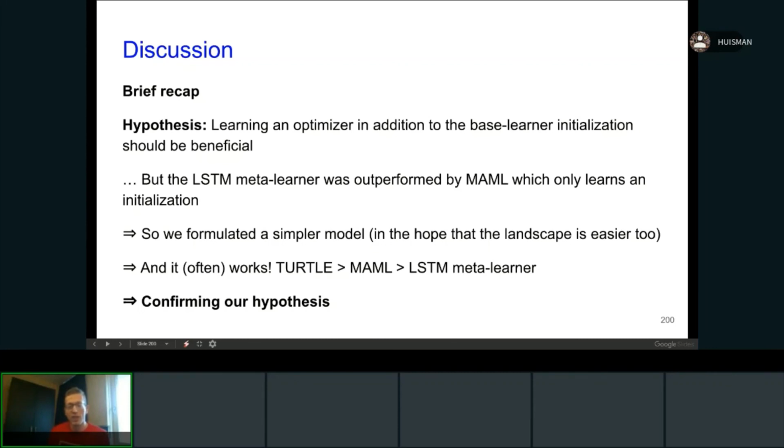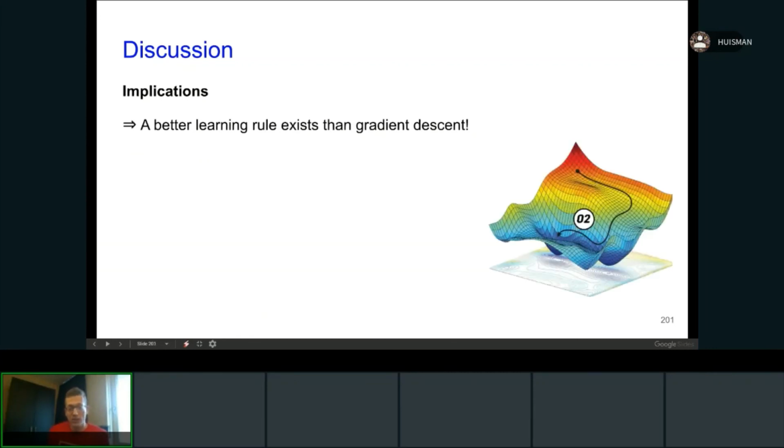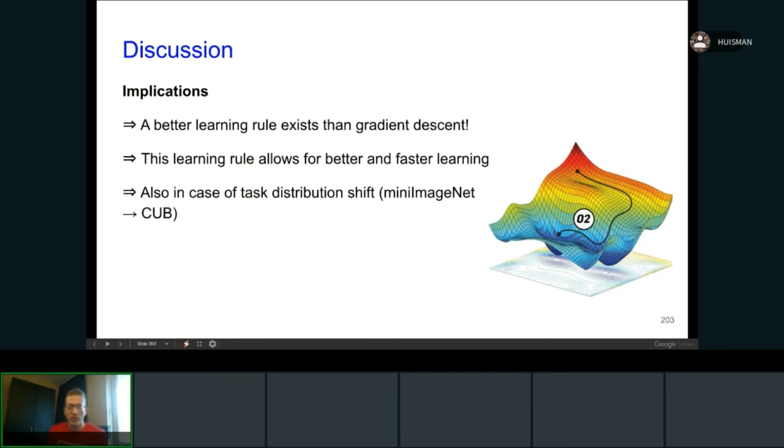Some implications of this are that there is indeed a better learning route than gradient descent, which is in line with other findings by other researchers. And this learning route allows for better and faster learning. As I have briefly talked about before, it also works in case of a task distribution shift. So if you train your base learner and meta network on tasks from one data set and just transfer it to another setting where you have tasks from another data set, we still found that Turtle works. Going from mini ImageNet to CUB, we also found that Turtle outperformed MAML and the LSTM method.